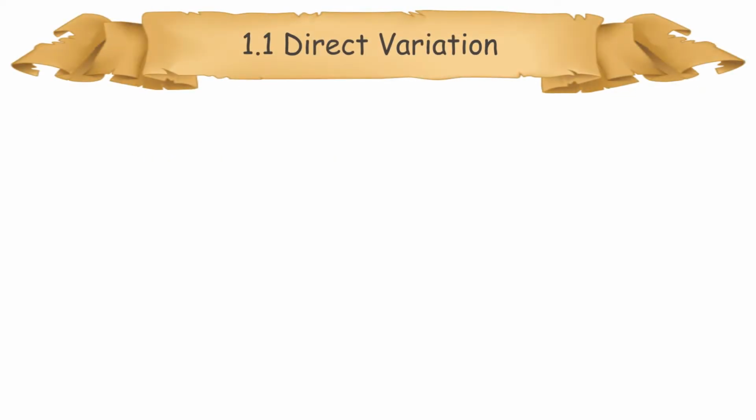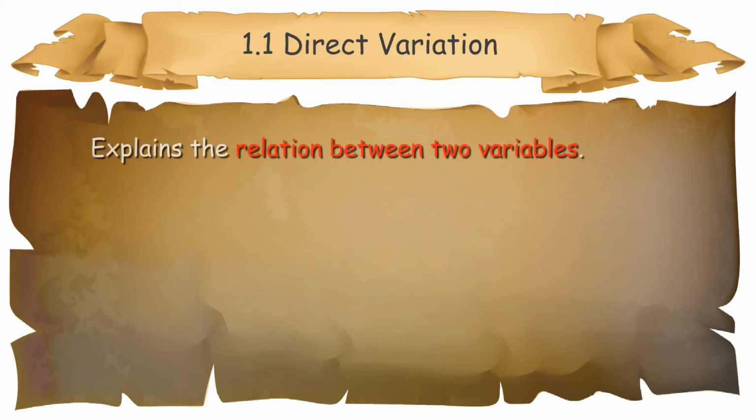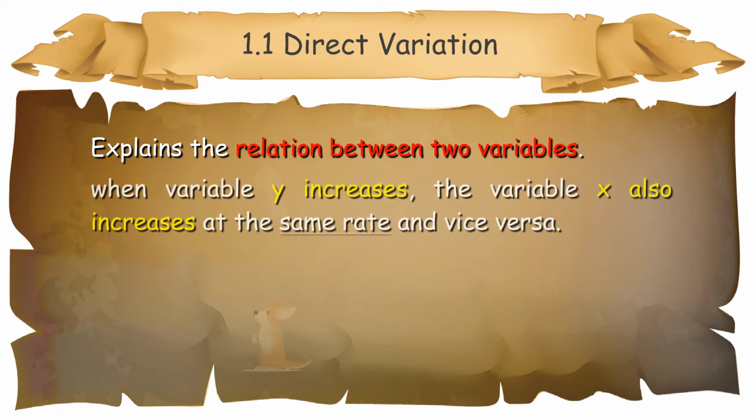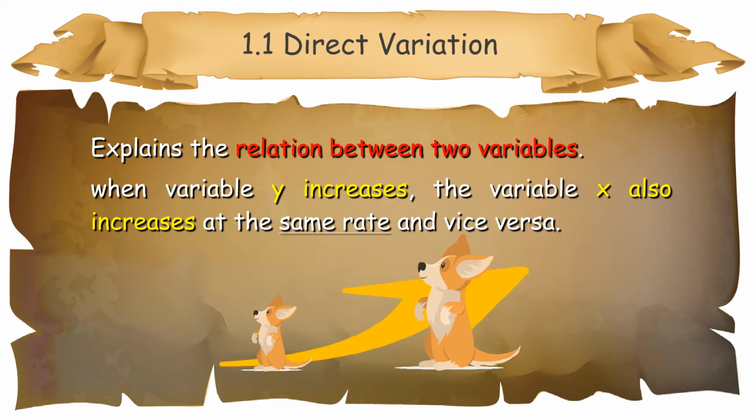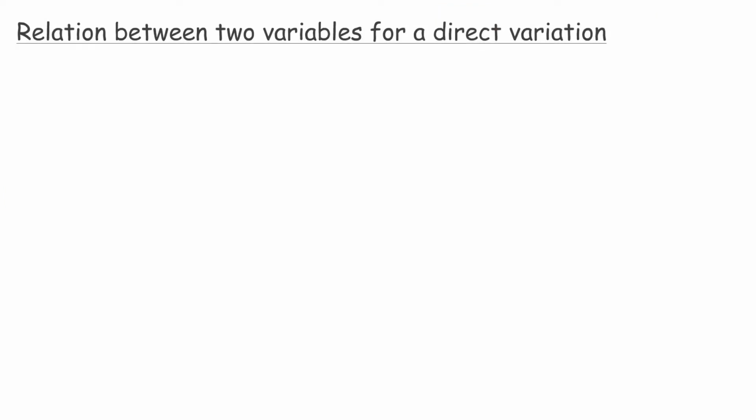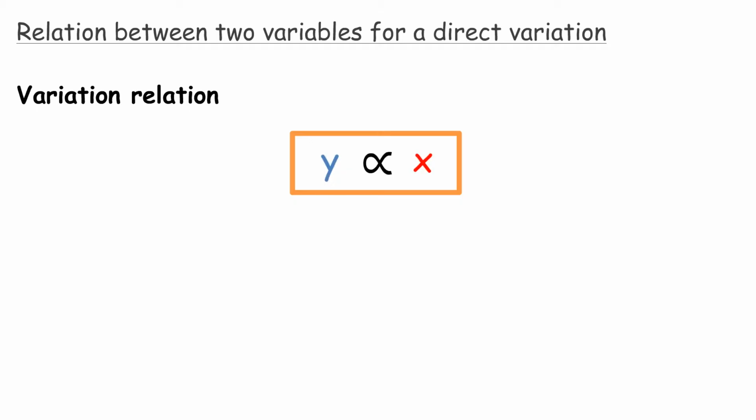1.1 Direct variation. Direct variation explains the relation between two variables, such that when variable y increases, the variable x also increases at the same rate, and vice versa. For a direct variation, the variation relation, y is directly proportional to x. Variable y varies directly as x. As x increases, y also increases. As x decreases, y also decreases.